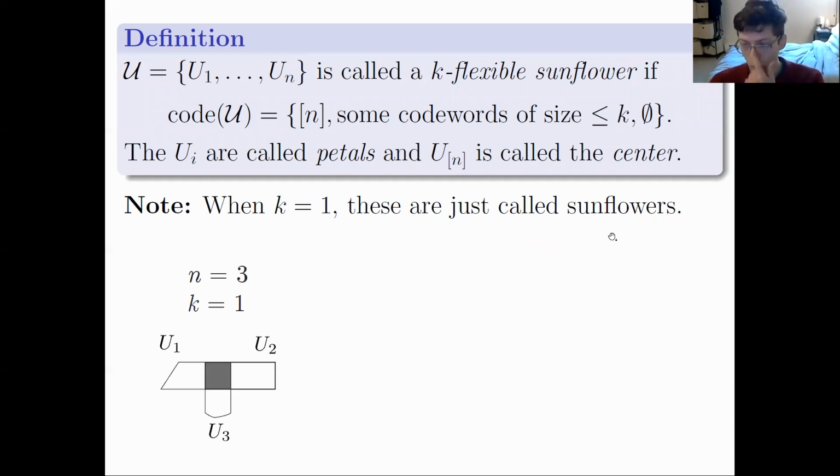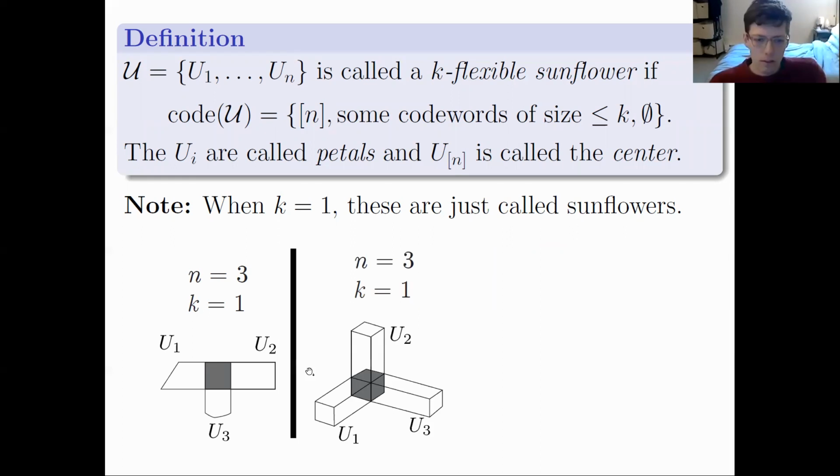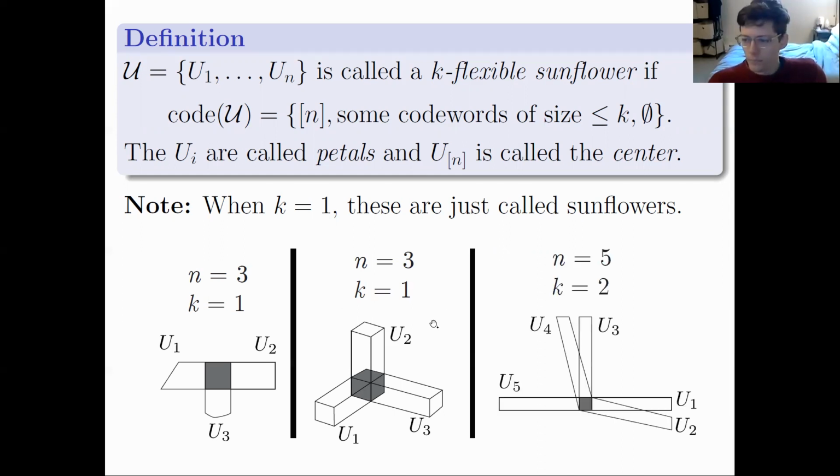So here's this drawing we did in the beginning of the talk. It's a sunflower with 3 petals. K is equal to 1. We're working in R2. Here's a drawing of a similar sunflower in R3. I have 3 petals again. K is equal to 1. And here's an example with K equals 2 in R2, and I have 5 petals here. And we see that the center is just this highlighted gray area. But then outside of that gray area, no more than 2 of my sets can overlap at once.